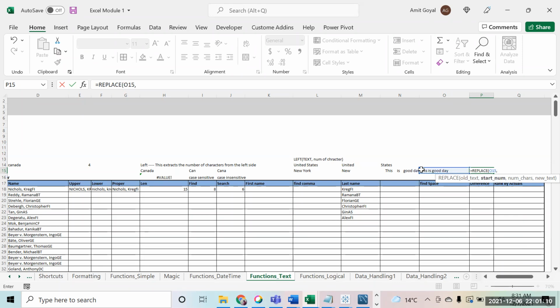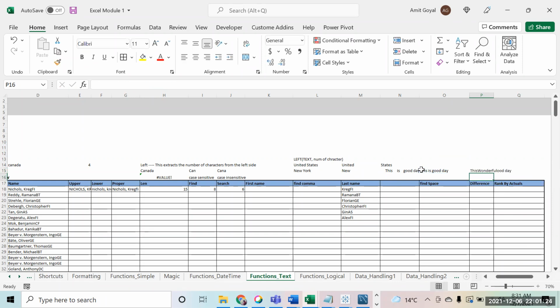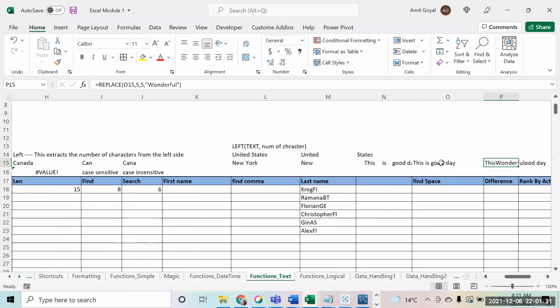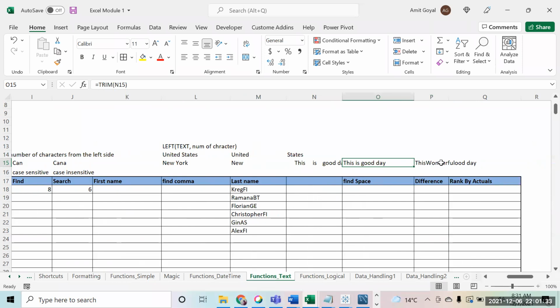I'm saying starting from the 5th position and 5 characters, I want to replace them with wonderful. See, it went inside this text. And over here, we are saying that we have to start from the position number 5 and then 5 characters from that position have to be replaced with wonderful.